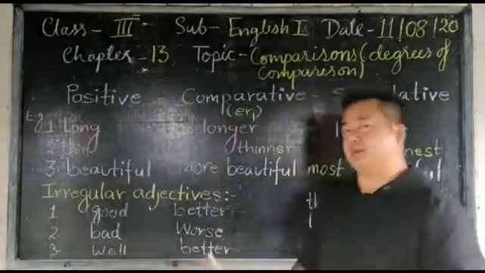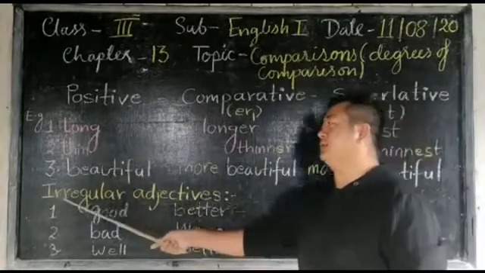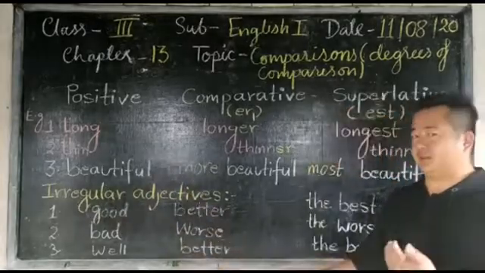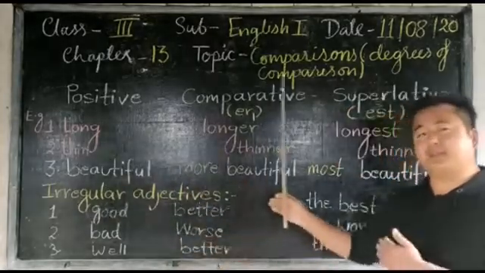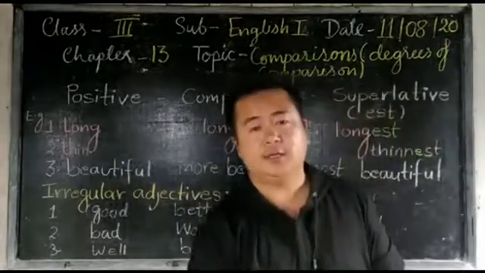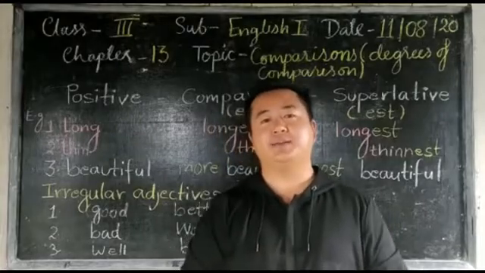They have a different form. So this form is known as irregular adjectives. So for example, the examples are given. So this is what we have learned in this chapter, degrees of comparison.